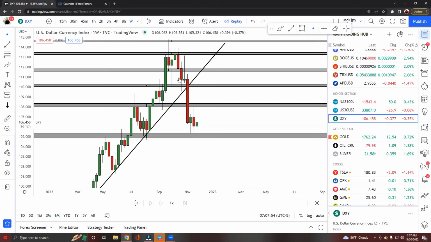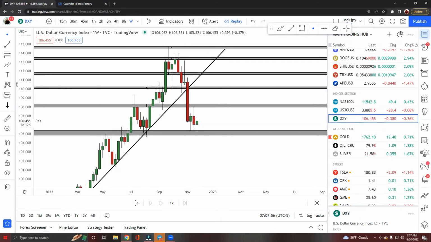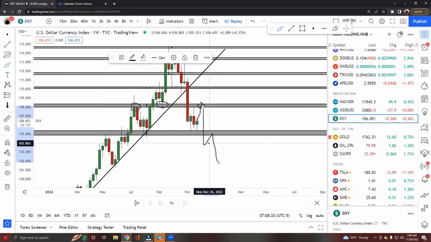But looking at the DXY, we can see we are still down below that key level I was mentioning last time. This key level right around here, okay? We're still down below this level. So as long as we stay below this level, I do expect the dollar technical wise can keep on falling to the downside. As far as we can have probably a pushback here, right? And then come just crashing back down. That is one option.